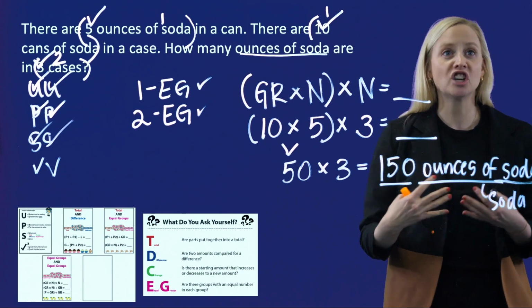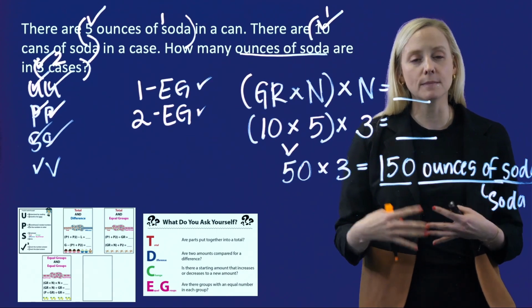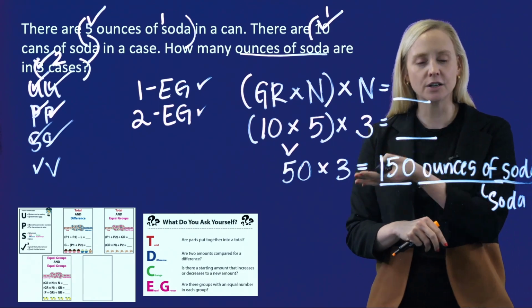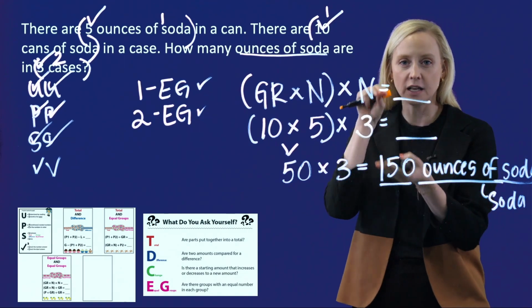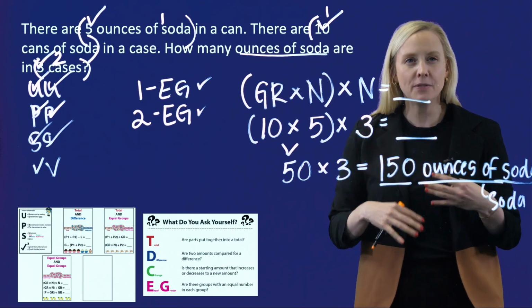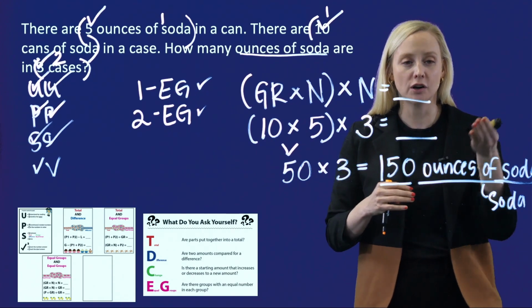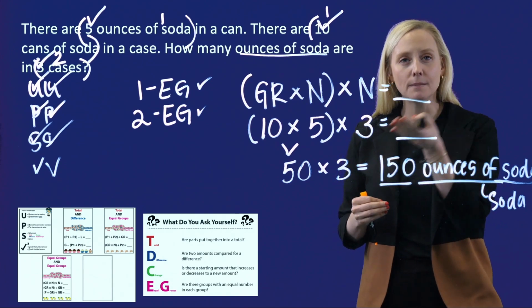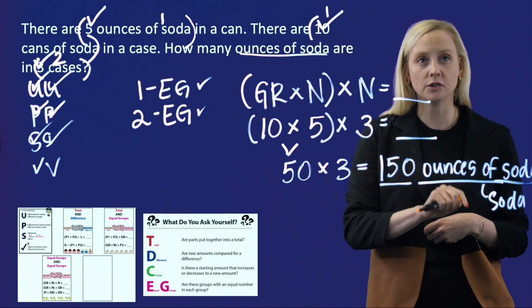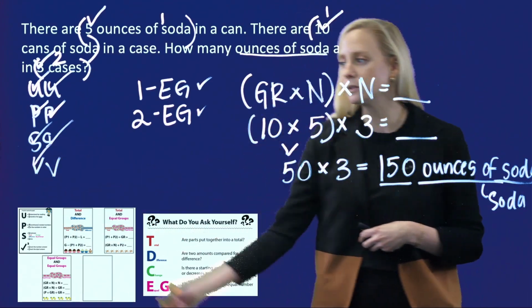Now I need to just check for reasonableness. I need to make sure that my number answer and label answer make sense. So I have 10 cans of soda and 5 ounces of soda in each can. It would make sense that I had 50 ounces of soda. But then I want to know how many ounces of soda are in 3 cases. So I'm going to multiply 50 times 3. That makes sense that I would have 150. So I know my number answer makes sense.